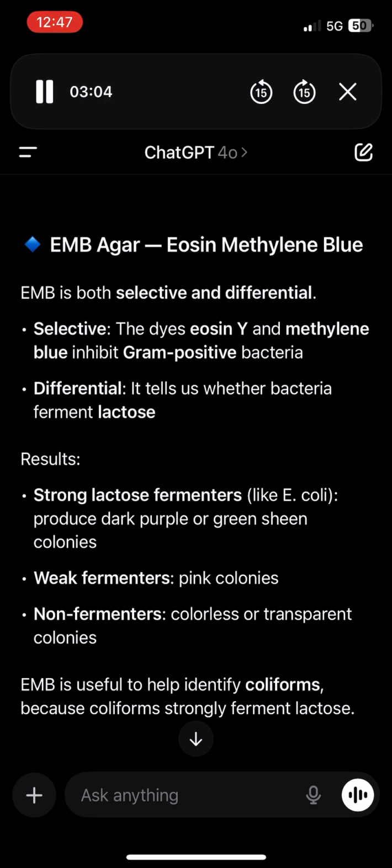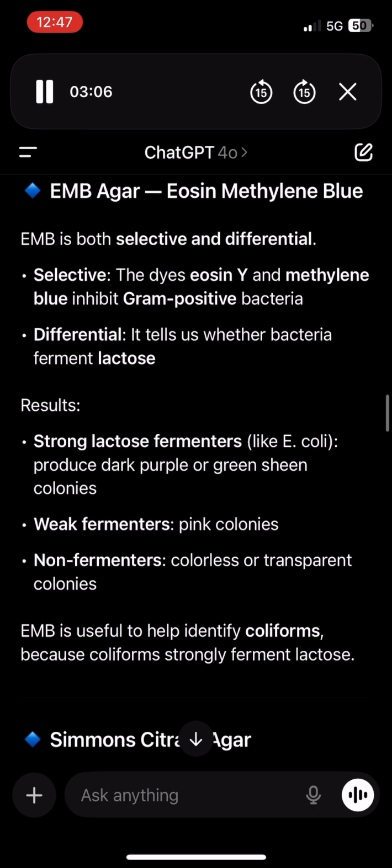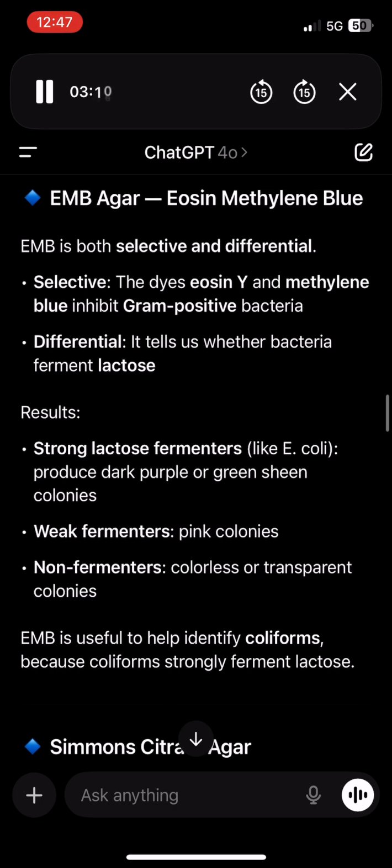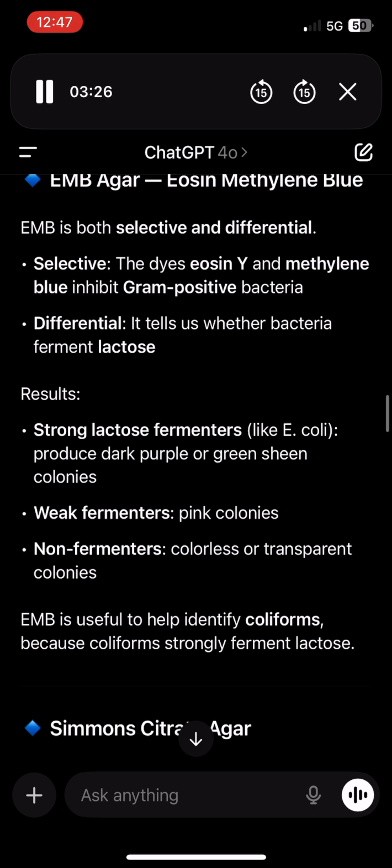EMB agar. Eosin methylene blue, EMB, is both selective and differential. Selective: the dyes eosin Y and methylene blue inhibit gram-positive bacteria. Differential: it tells us whether bacteria ferment lactose. Results: strong lactose fermenters like E. coli produce dark purple or green sheen colonies. Weak fermenters, pink colonies. Non-fermenters, colorless or transparent colonies. EMB is useful to help identify coliforms because coliforms strongly ferment lactose.